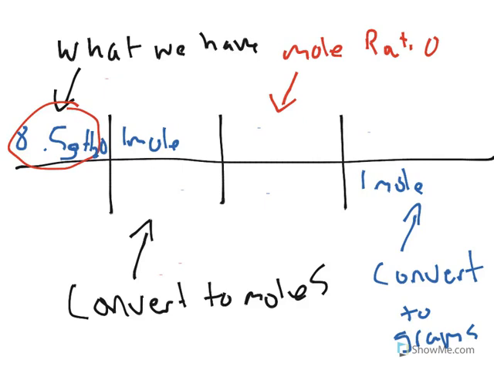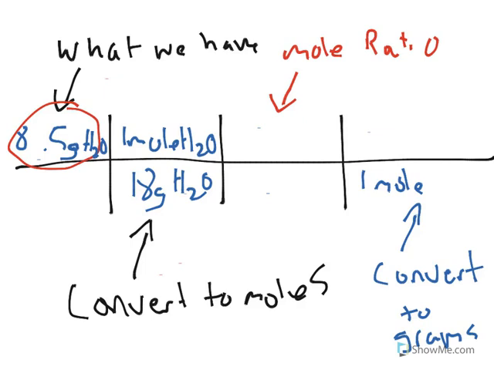Now you see the next step is to convert to moles. So we have to look: okay, we have 8.5 grams of H2O, but how many grams are in a mole? If we look it up, we have 2 H's and 1 O. H's are each 1, O is 16, so that's going to give us 18 grams of H2O equals 1 mole of H2O.